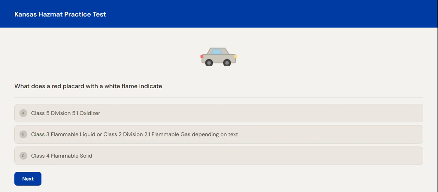Next question. What does a red placard with a white flame indicate? Class 3. Flammable liquid or Class 2. Flammable gas. The UN number in the center will tell you specifically if it is a liquid, like gasoline, or a gas, like propane. Let's move on.